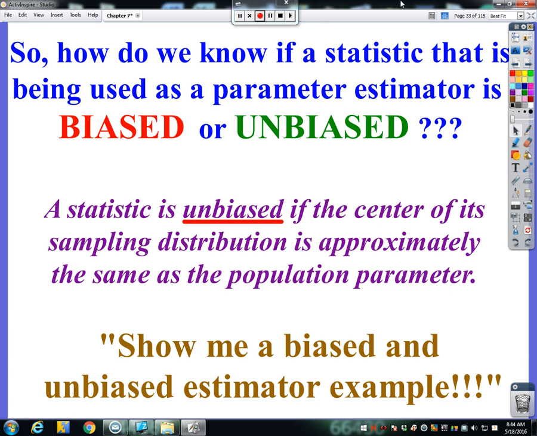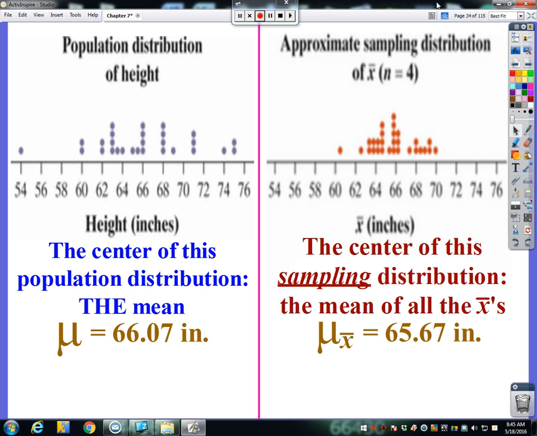Now, the main idea here: how do we know if a statistic that is being used as a parameter estimator is biased or unbiased? Well, a statistic is unbiased if the center of its sampling distribution is approximately the same as the population parameter. And I will show you very specific examples of a biased and an unbiased estimator. So first off with our means, and I just mentioned earlier that means are unbiased estimators.